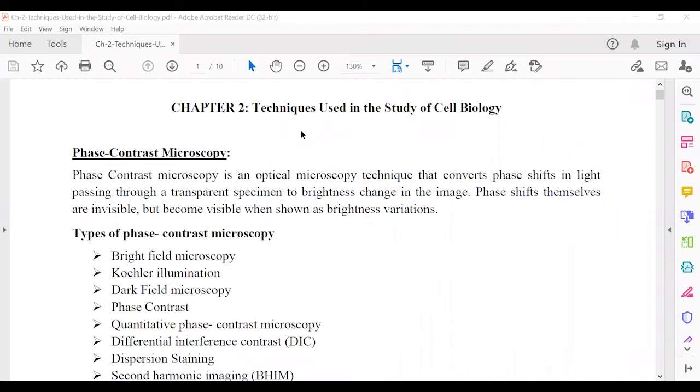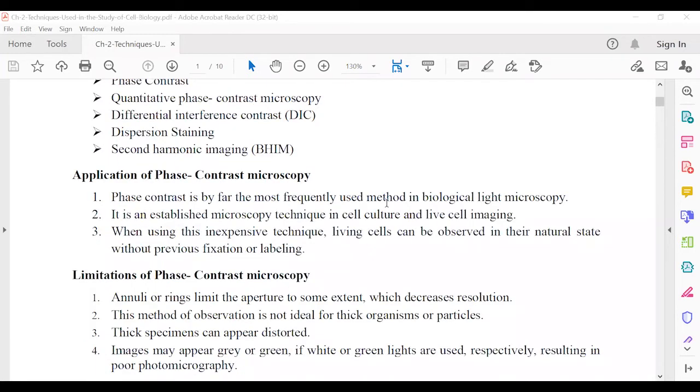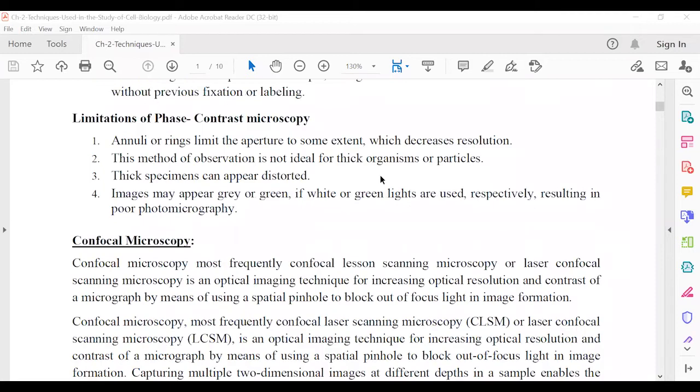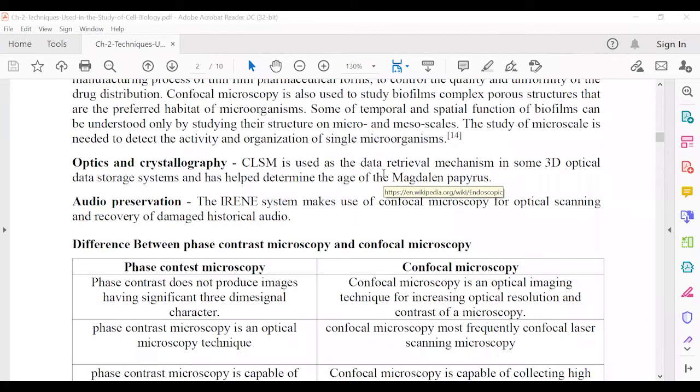Do some techniques under chapter 2, techniques used in the study of cell biology. Last class, I discussed with you 3 techniques on phase contrast microscopy, types of phase contrast microscopy, application of phase contrast microscopy, limitation of phase contrast microscopy. Next, confocal microscopy, types of confocal microscopy and use of confocal microscopy.